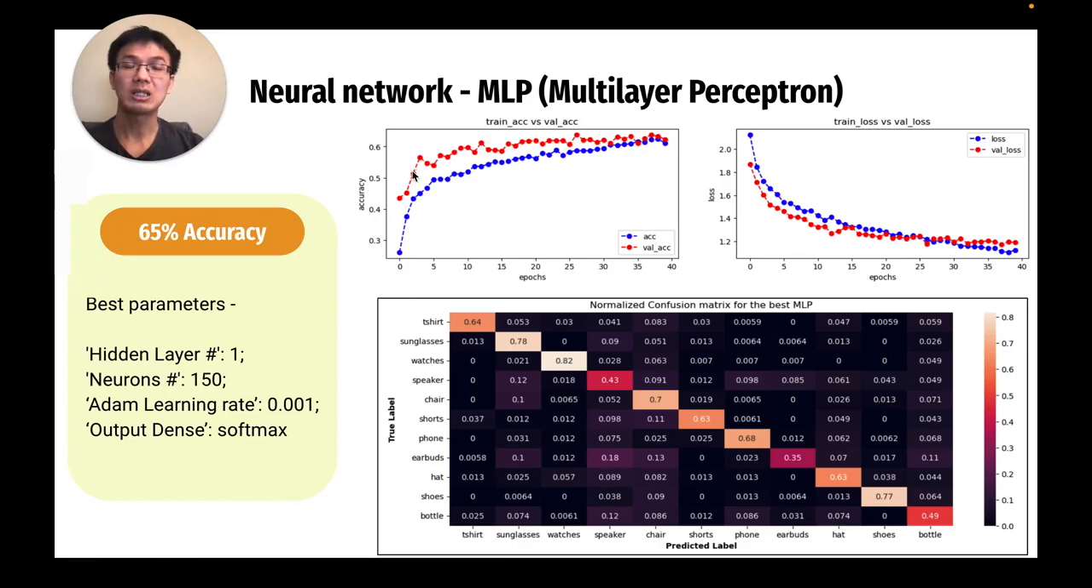One interesting thing I want to point out here is this red line is the validation accuracy, which is actually higher than the blue line, which is the training data set. This is because we add the dropout in the input layers. And then for the confusion matrix, it's pretty much the same. This model also has a hard time to distinguish speaker and earbuds among other product items.